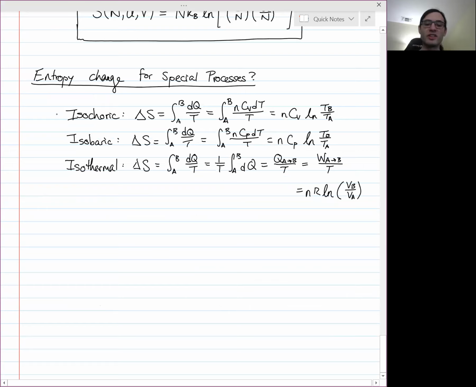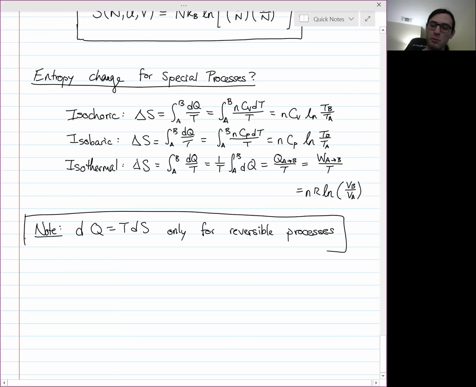All of these processes can be done quasi-statically. They aren't typically done quasi-statically in real-world engines because they're generally not done slowly. But this statement, that dq is equal to T dS, is only true for reversible processes. Meaning that's just not a true statement if your process isn't reversible. I'll get to an example of this in a minute.